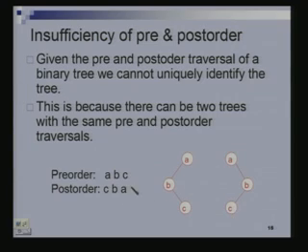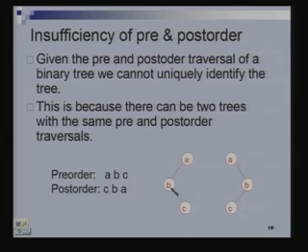So that is the problem. Given a pre and post-order traversal, you cannot uniquely determine the tree because there could be many different trees with the same pre and post-order traversals. But note that what was happening was that some nodes in the tree had only one child. Suppose I gave you this information that every internal node of the tree has 2 children.